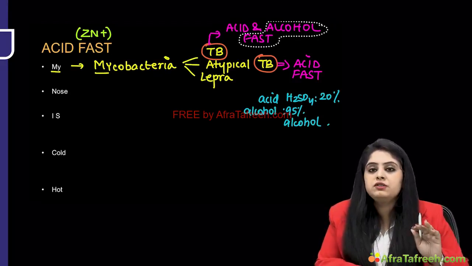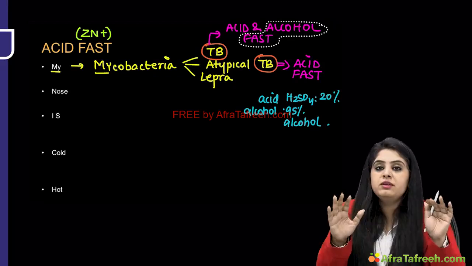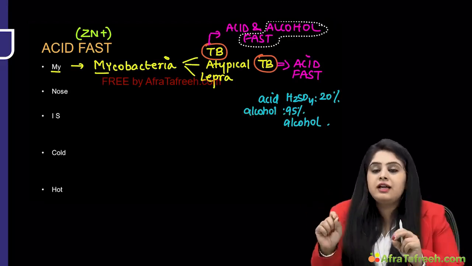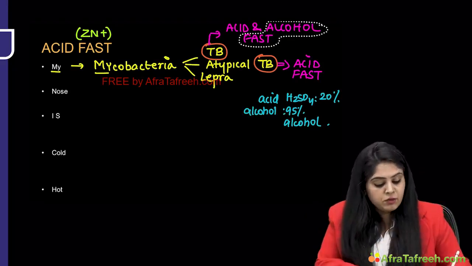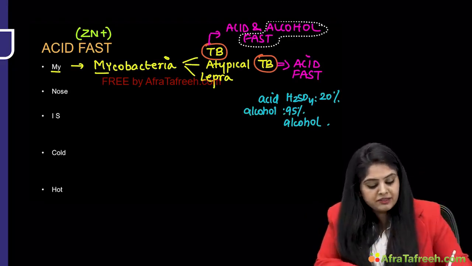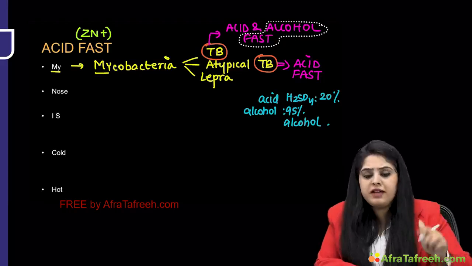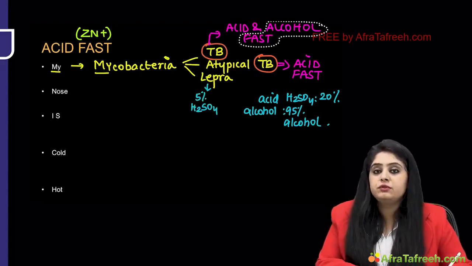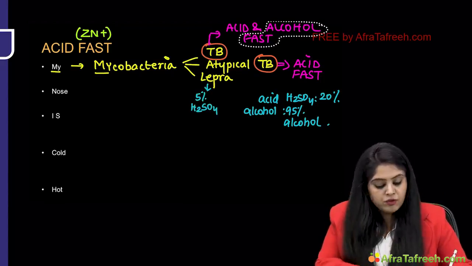So typical TB is total acid fast, also alcohol fast. That is how I've learnt it. Now the full mnemonic. Next, if you wanted to differentiate lepra, I think the acid content is only clear to you. Lepra, 5 alphabets. How much H2SO4 will it be acid fast with? It will be acid fast with 5% H2SO4. I hope the concept is clear. I'm moving on to the next.